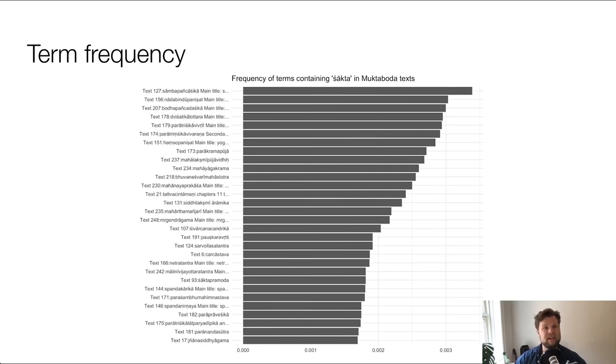As you can see, text 127, which is called something something Samba something, I have the actual title somewhere, had the highest frequency. This could be useful information. For example, if you've got loads of different texts that you're not familiar with, and you want to know where to start to look at something manually, then knowing the frequency of particular terms that you're interested in might be a cool way to start.